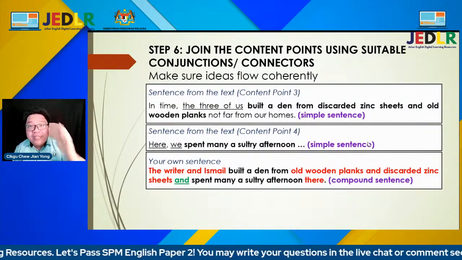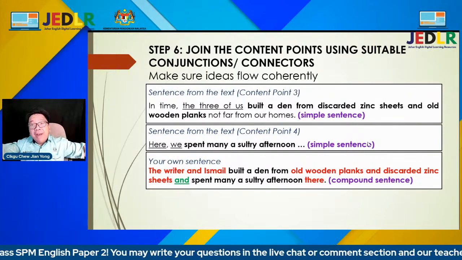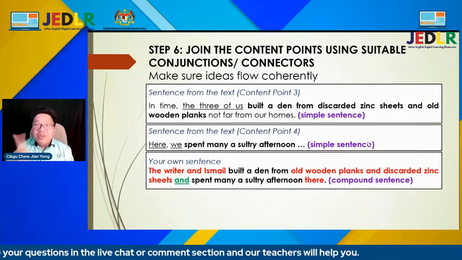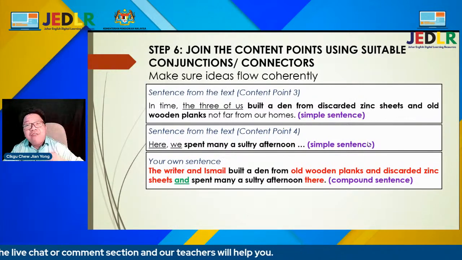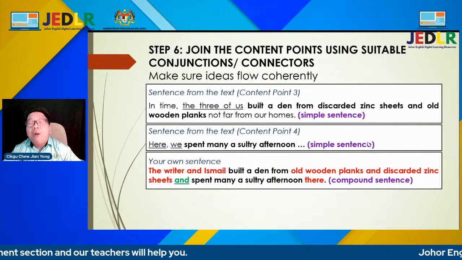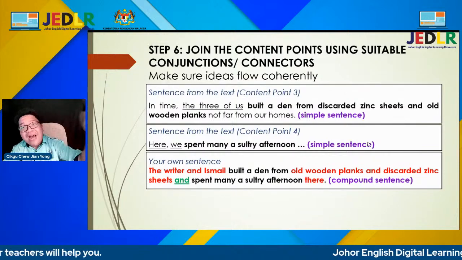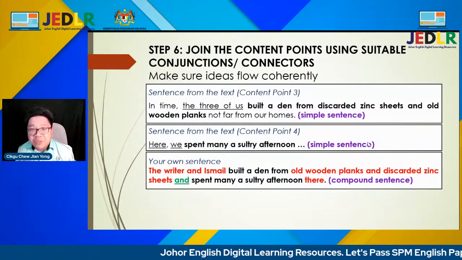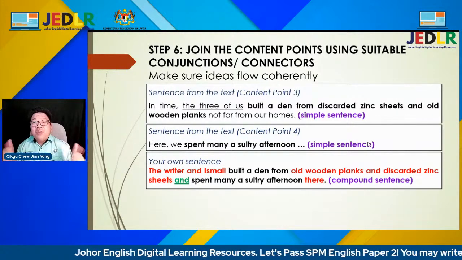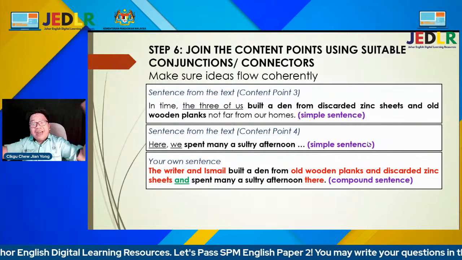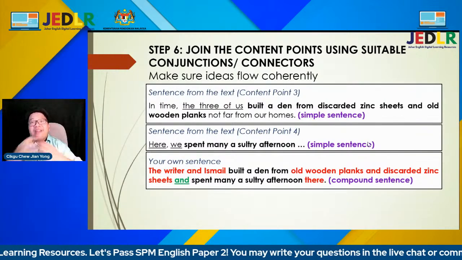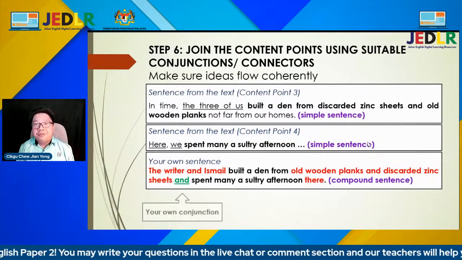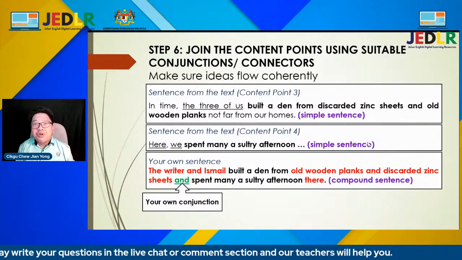Kata hubung you sendiri. Dan you telah berjaya gabungkan, you have joined two content points using your own conjunction, which is very good because you have made your own compound sentence. Daripada dua ayat tunggal, you gabungkan, you jadikan dia sebagai satu ayat majmuk. Okay, so this is what we want to see. After you have identified all the content points, join them using suitable conjunctions. Okay, I'm going to give you another example. Okay, so N is your own conjunction.